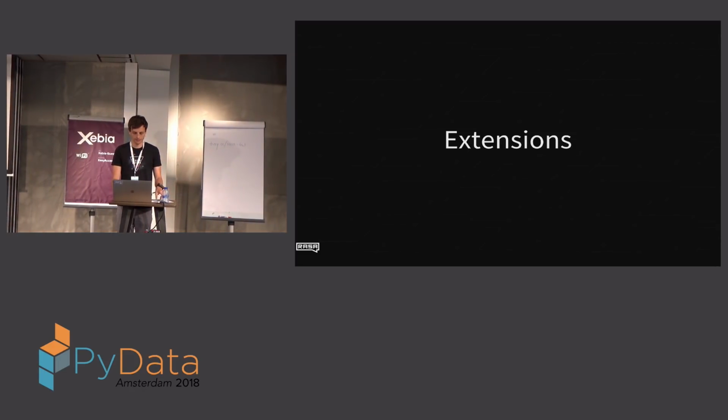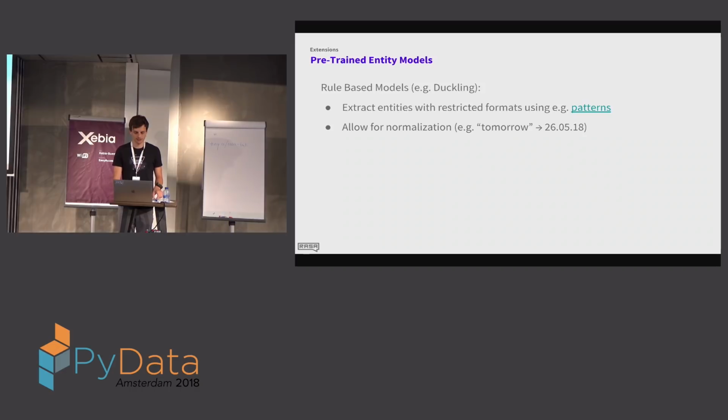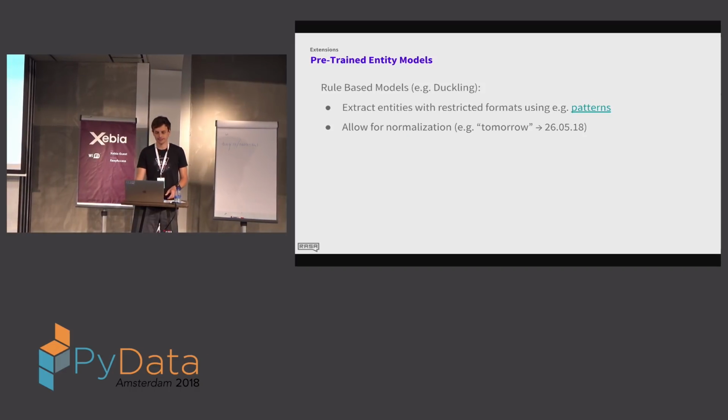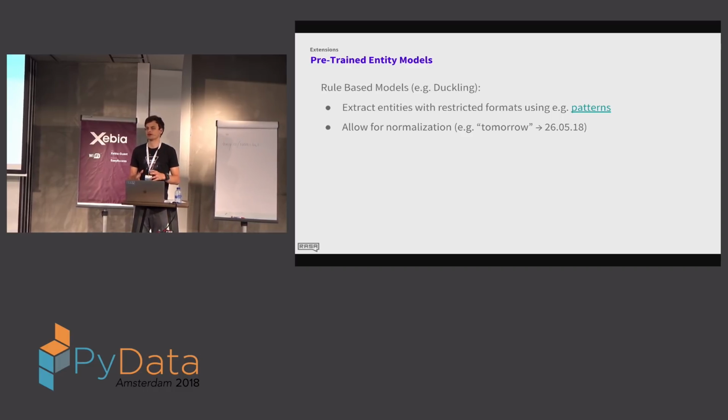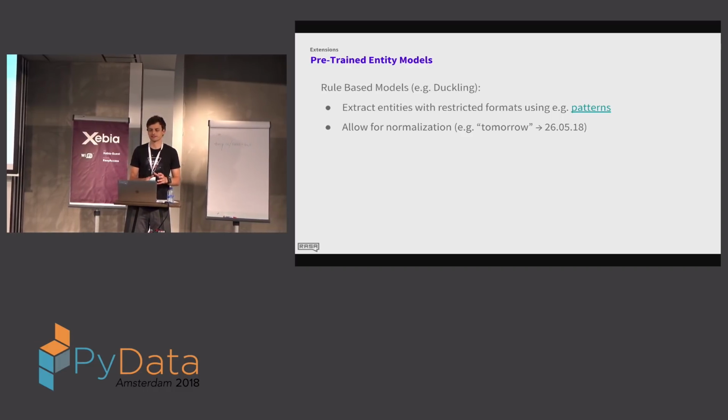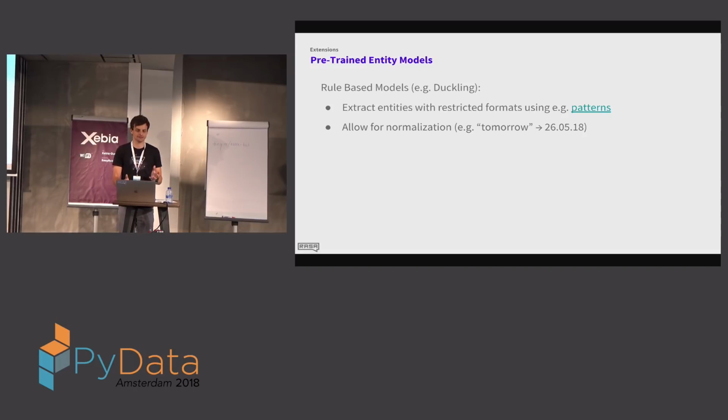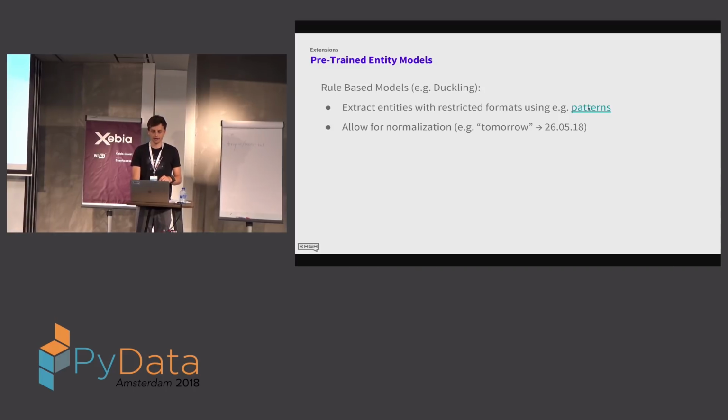Okay, since I'm already a bit over time, I'm not going to go into the extensions in detail, but you can combine these machine learning models with rule-based systems, right? For some things, rule-based systems are really good, right? For example, for normalization, as I said. For a rule-based system, it's really easy to say, okay, tomorrow, what's the current date? Okay, this is the ISO date.